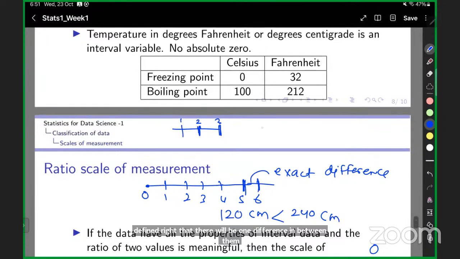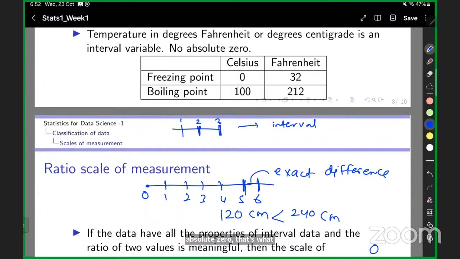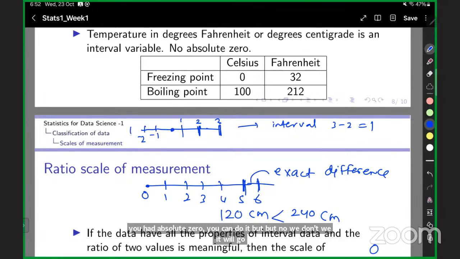But you can't have absolute zero in this. Wherever you don't have absolute zero, that's what is an interval scale. In interval scales, you can count, you can order them, not an issue. You can find the difference between them, right? 3 minus 2 is 1, something like that. But you can't take ratios of them, 3/2 or something, because we don't have absolute zero in this. If you had absolute zero, you could do it, but no, we don't. It will go less than zero as well. So -1, -2, -3, all are possible, and that's what makes it interval.